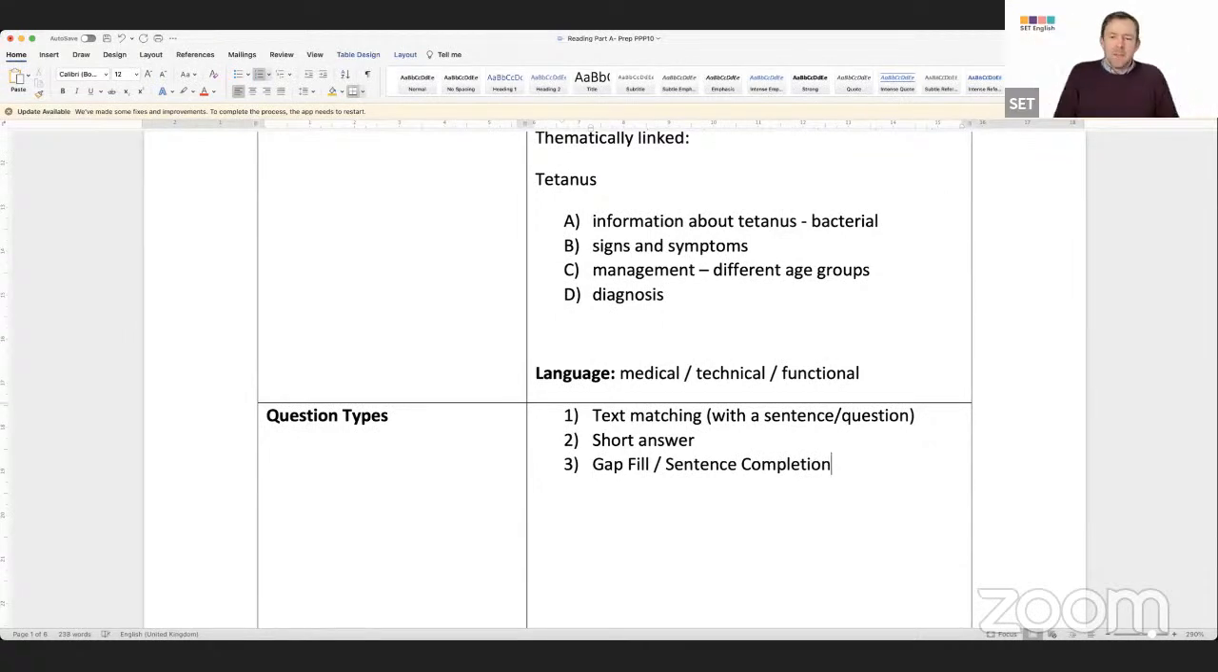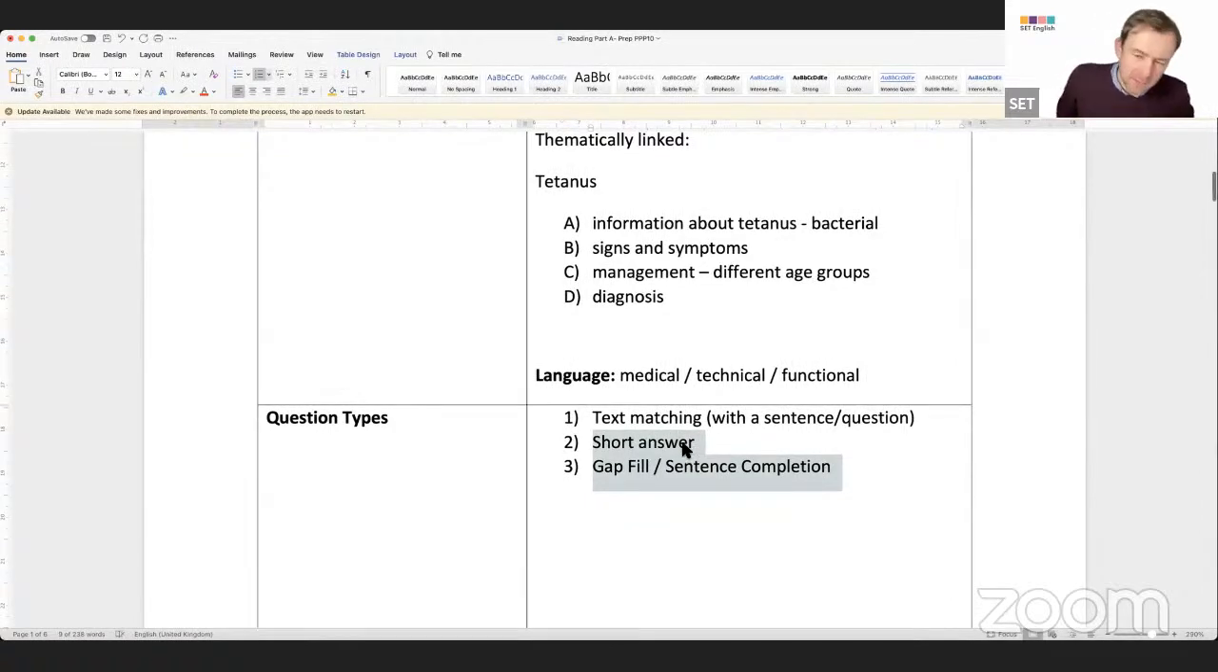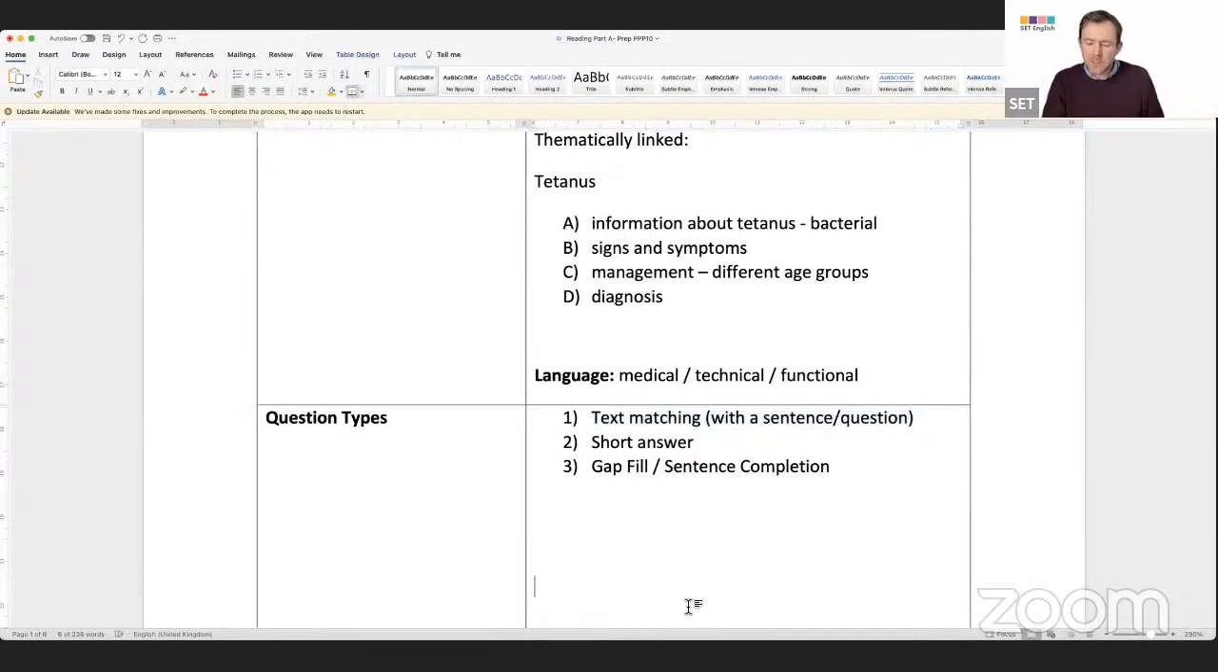And the way I see it is that these two questions are very, very similar. Tomorrow, when Alan returns and does his class, he's going to be looking at short answer and gap fill questions on this text. Today, we're going to talk about prepping in the first stage of the reading part A process, prepping the texts, and we'll do some text matching as well. Something else I'd like to do is look at some skills. So we'll look at those now.